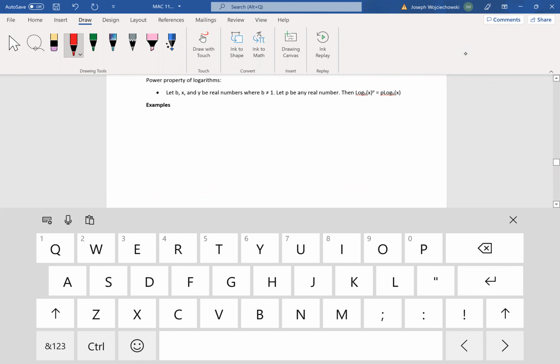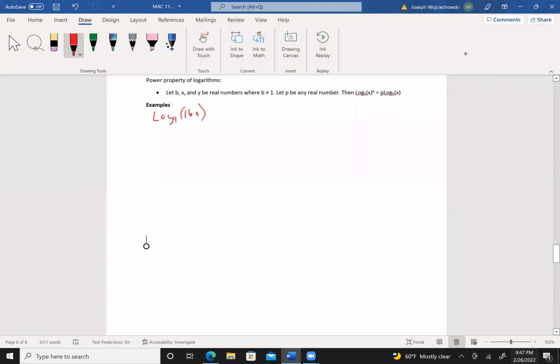All right, so let's start off simple. We'll start off with the log base 4 of 16 times a. Well, this is the log base 4 of 16 plus the log base 4 of a. We can go a little further. This is 4 to the second, so this is 2 plus the log base 4 of a. Not necessary, really. This would be sufficient for now. Simple addition, product rule implications.